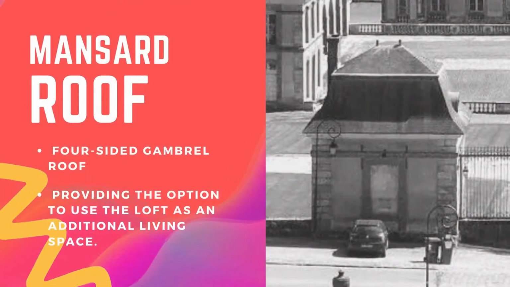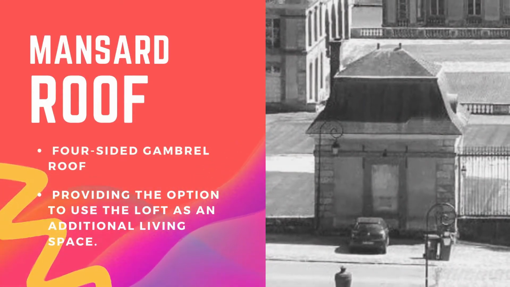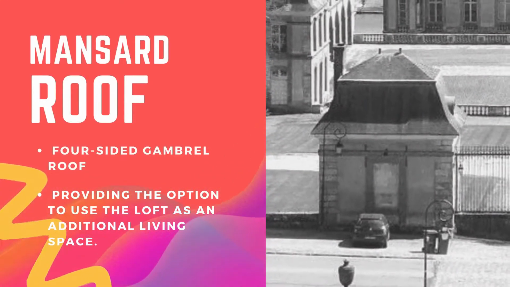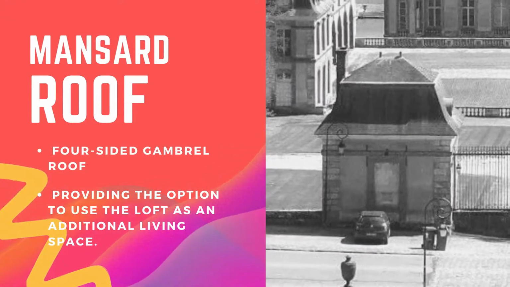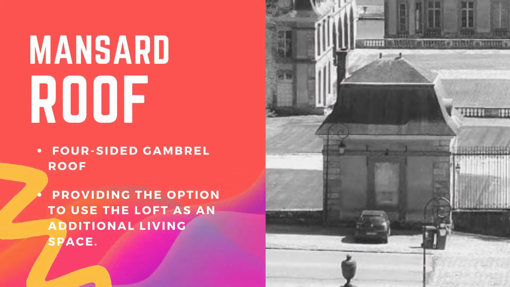27. Mansard. A mansard roof is a 4-sided gambrel roof, with each side having a double slope of 1 steep slope and 1 shallow upper slope. Mansard roofs are a popular option for buildings wishing to maximize the amount of living space in the building, providing the option to use the loft as an additional living space.